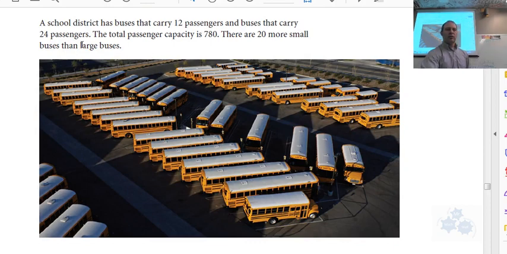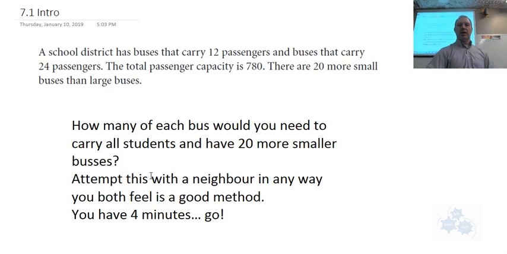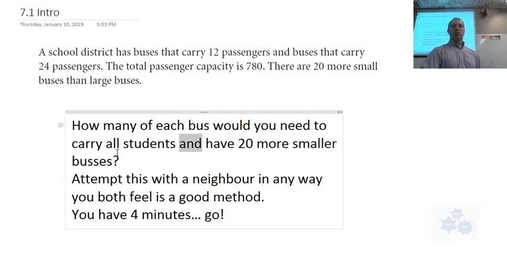It says this: a school district has buses that carry 12 passengers and buses that carry 24 passengers. The total passenger capacity is 780. So this means that we have 780 students that need to go on these buses. There also needs to be some of each kind of bus, and more specifically, there should be 20 more smaller buses than larger ones. So the question here is, how many of each bus would we need to carry all the students? And also to have 20 more smaller buses.